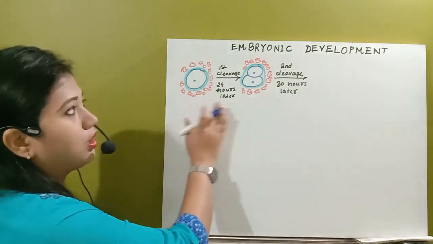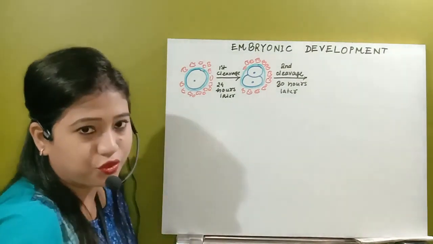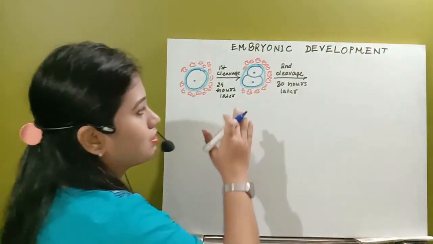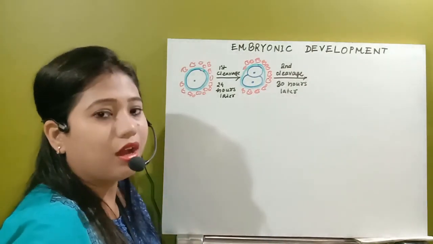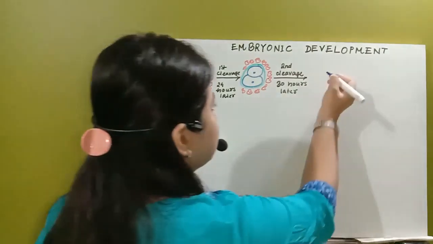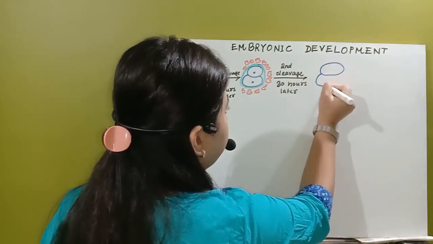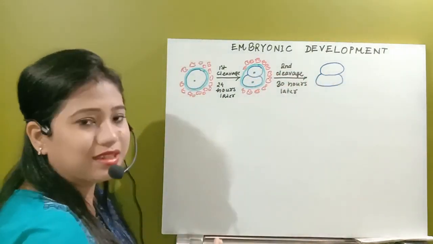See, first of all, after first cleavage, the zygote divides to form two equal size blastomeres. This is after first cleavage. After second cleavage, just see what happened. Around 30 hours after fertilization, we can see another cleavage, and that cleavage already gives us two cells. After that, the two cell stage is there.